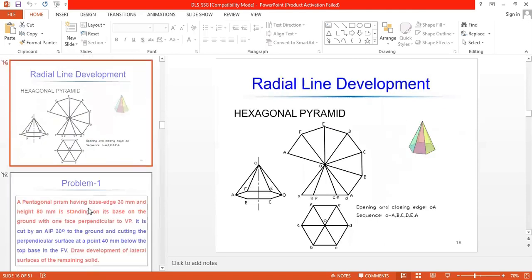Similarly, for the hexagonal pyramid, this is very important here. In this way, I have explained the radial line development and parallel line development. These two methods are very important.